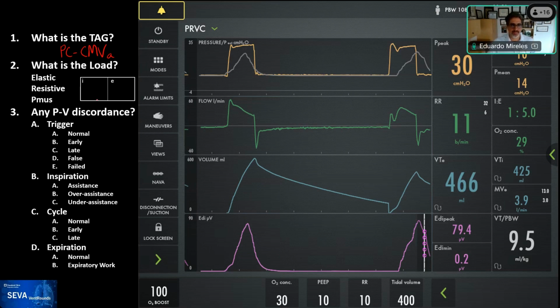All righty. The next question for you all is, what is the load for this patient? And I'll ask you to pay attention to the inspiration and expiration.